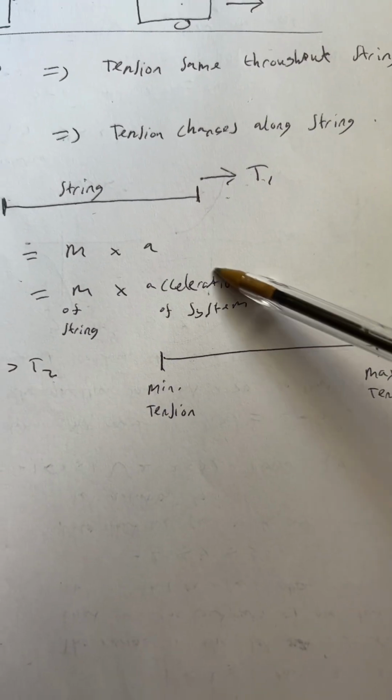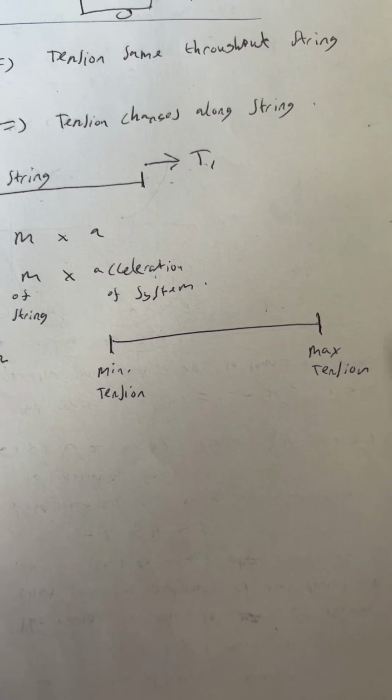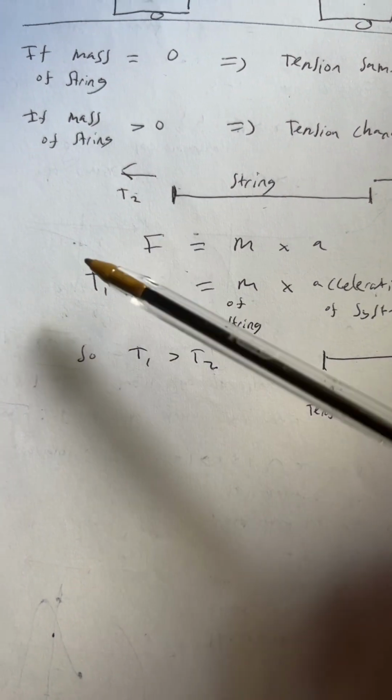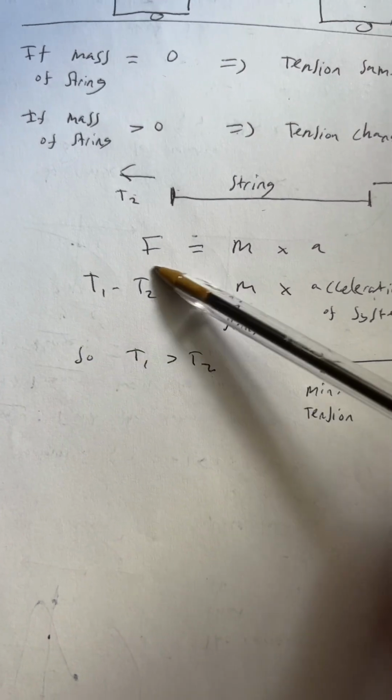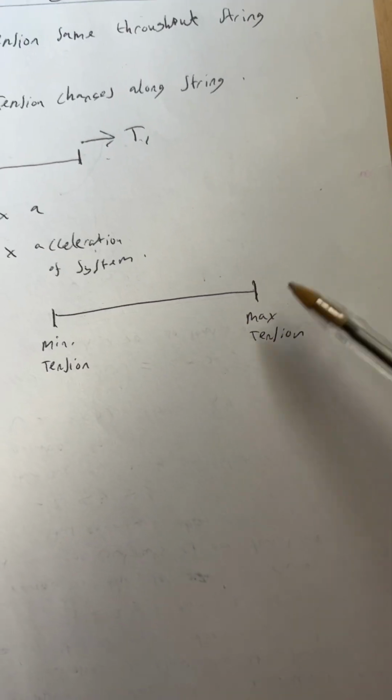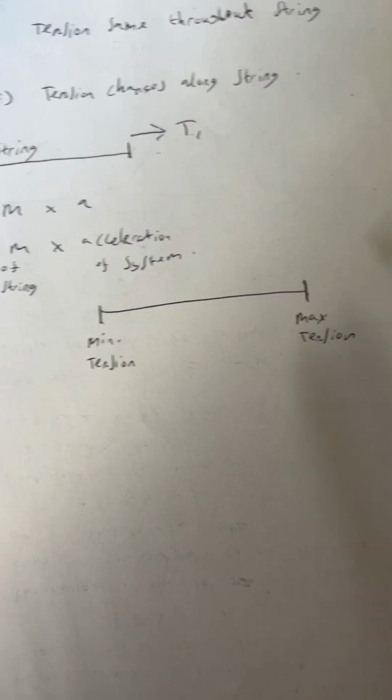Now, if the acceleration is negative, then of course the roles are now reversed. If that is now negative, then that means that your resisting force T2 has to be bigger than T1, so that your resultant force is negative, right? So the tables turn, and now that would be your maximum tension, and this would be your minimum one. So basically, as you go along, the tension would decrease.